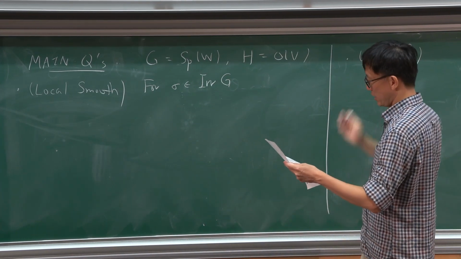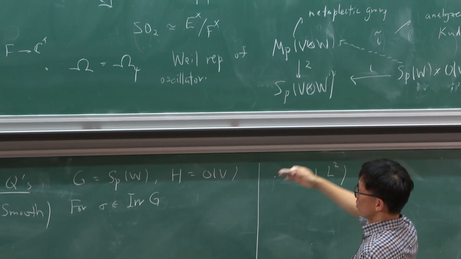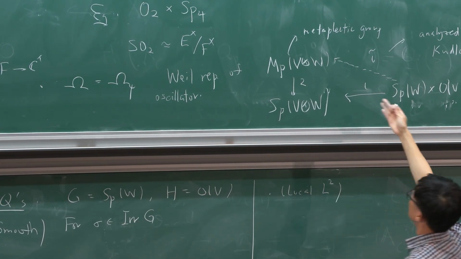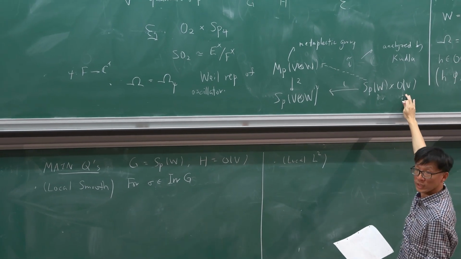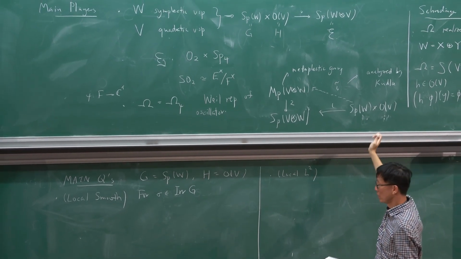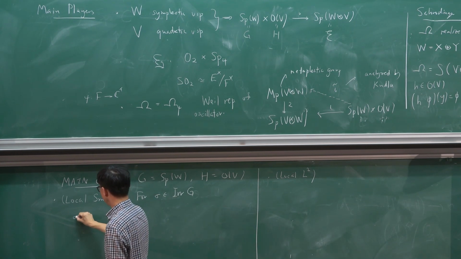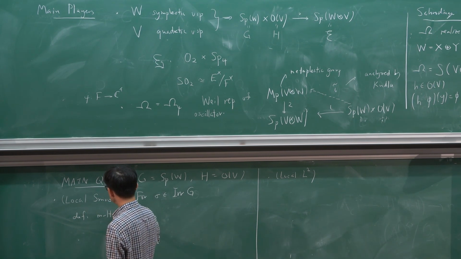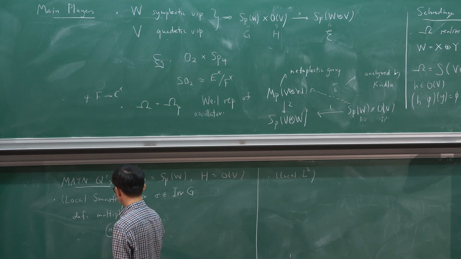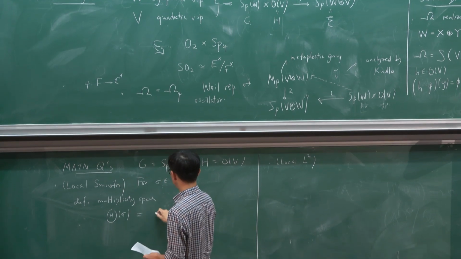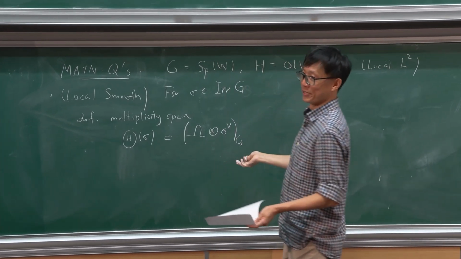You want to restrict omega to this and decompose. So you ask how many times this representation appears in this restriction. There will be some multiplicity space. That multiplicity space will inherit an action of the other group because the two actions commute. So you define the multiplicity space of sigma, but the definition is a bit subtle. This is one version of the multiplicity space.